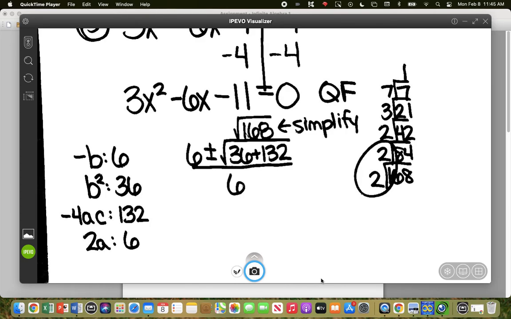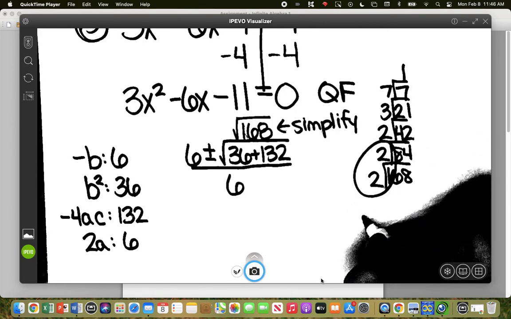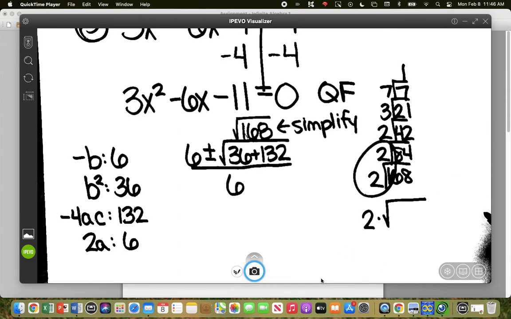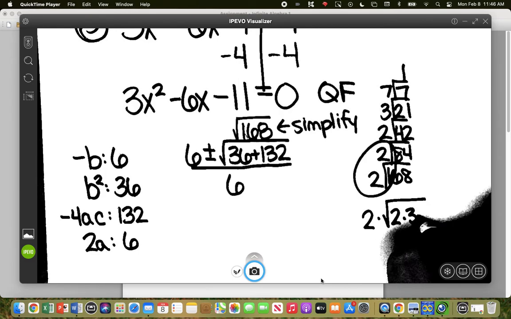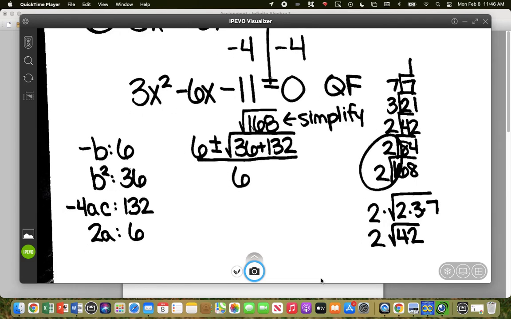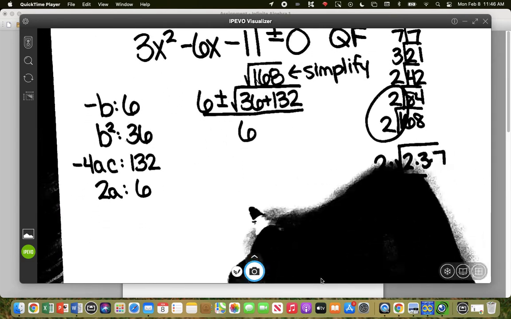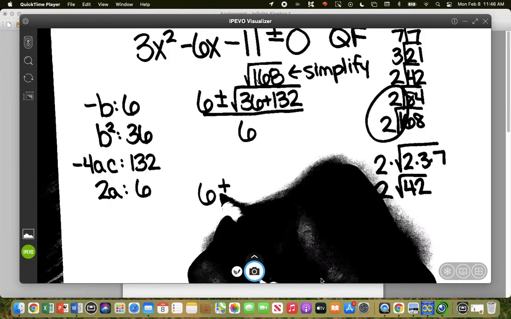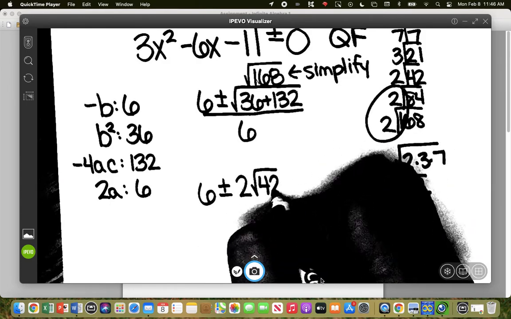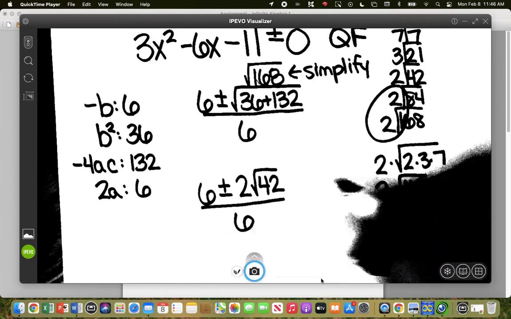Alright. So how do I rewrite this? So I have a pair of 2s. That goes on the outside, right? What's left for the inside? A 2, a 3, and a 7. So that would end up being, yep, 2 square root of 42. So we are going to rewrite this as 6 plus or minus 2 root 42 over 6. Are we done?